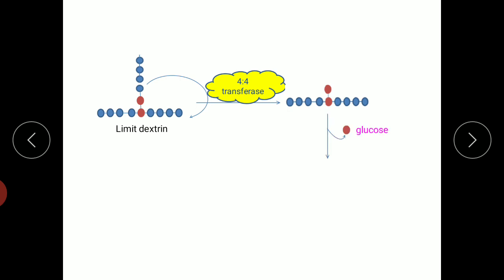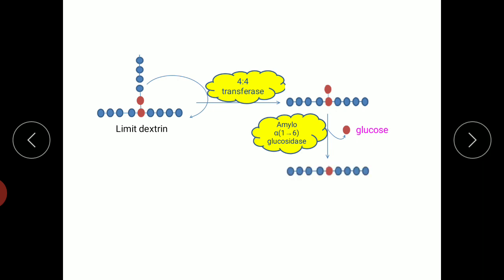I told you that it is a bifunctional enzyme. Its second function is to remove the last glucose residue that is released in the form of free glucose. See, it is in the form of free glucose. And the second type of action is called amylo alpha 1,6 glucosidase action. So this 4,4 transferase action as well as 1,6 glucosidase action are given by the same enzyme, which is a bifunctional enzyme. That enzyme is called debranching enzyme. So the branch is now removed.